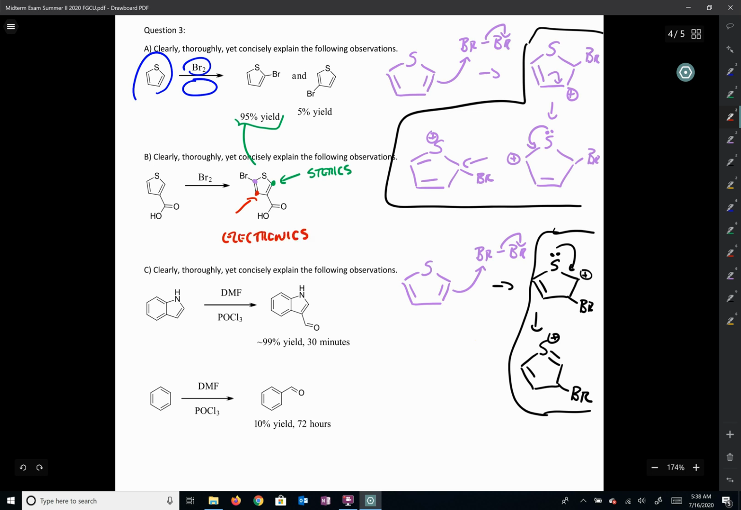The green and the purple positions are both the preferred positions due to resonance. Well, I guess you could even say electronics here too, right? The reason why you wouldn't add it at the green position is sterics and electronics. The reason why you wouldn't add it at the red is electronics, right? It would put a positive charge next to a deactivator here, right?